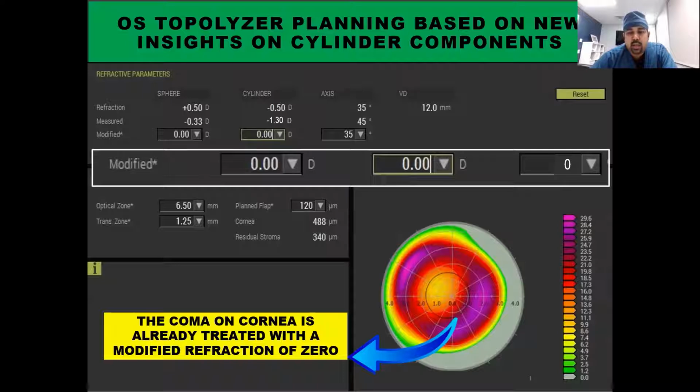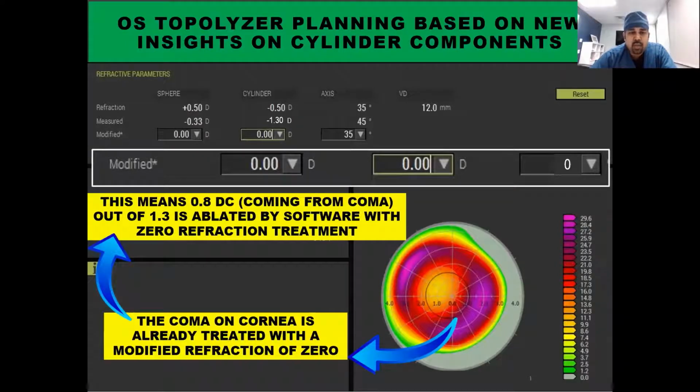And this is taking care of the coma and the trefoil that the patient has. Applying that concept, what it basically means is, out of the 1.3 cylinder that he's showing on topographer, 0.8 is already being treated even when we don't input any sphere or cylinder into the treatment. So what is left is just 0.5.